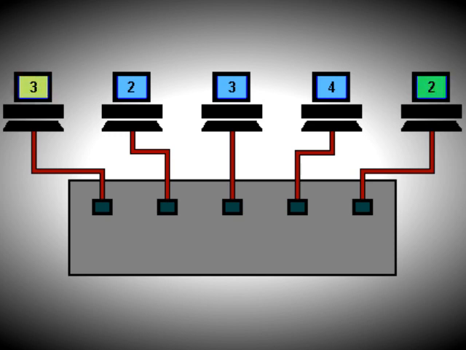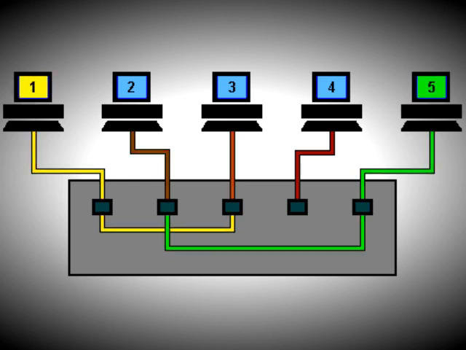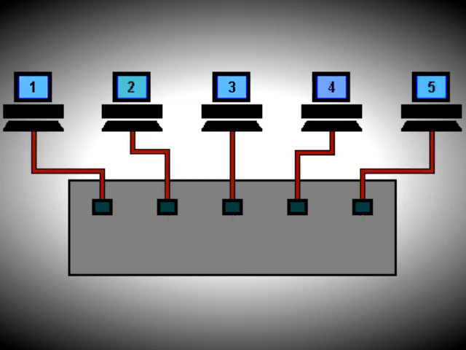In this case, computers 1 and 5 need to talk to computers 3 and 2, respectively, so the router makes isolated connections with these machines. A moment later, computers 2 and 4 need to connect to computers 1 and 3, and so those new connections are made through the router, meaning that the other machines aren't interrupted by these communications.